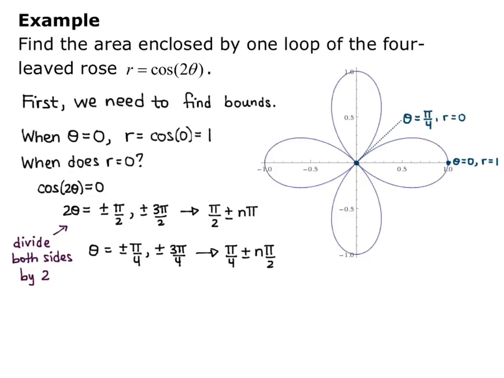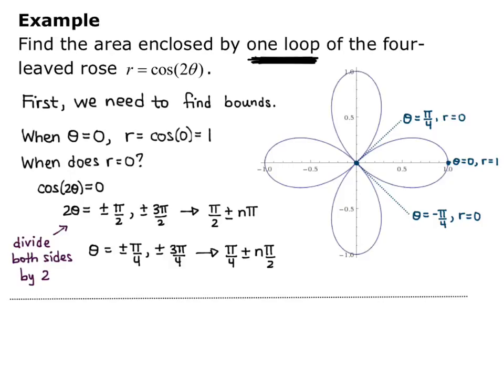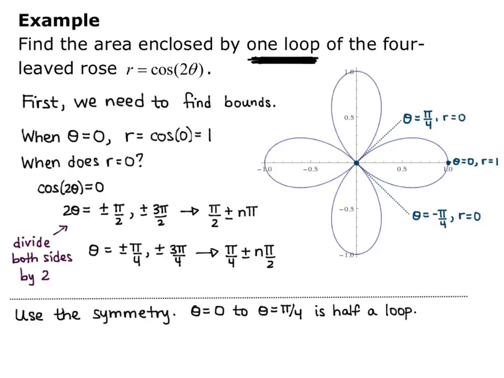So coming back to my graph, I know that I'm at the origin, r equals 0, when theta equals pi over 4, and then the lower half of my loop, I could think of that as negative pi over 4 and r equals 0. So if I wanted the entire loop, I could go from theta equals negative pi over 4 to theta equals positive pi over 4. So I want one loop, and instead of going from negative pi over 4 to positive pi over 4, which would be perfectly valid, I'm going to use the symmetry. So I know that theta equals 0 to theta equals pi over 4 is half a loop. It's the half that is right on top of the positive x-axis.